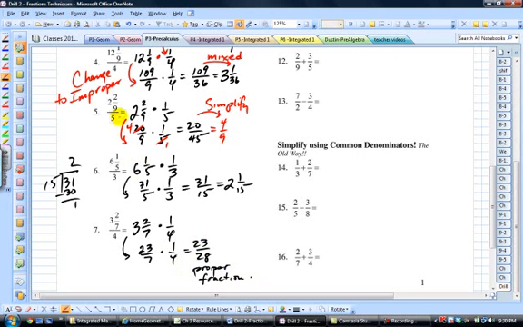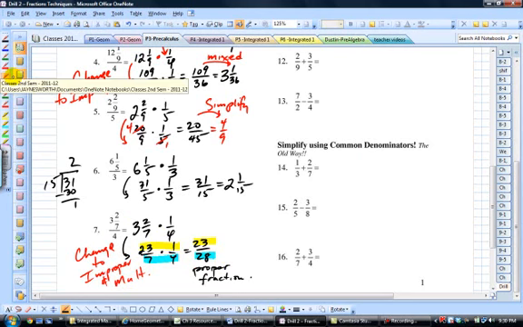So remember to change to improper, and then multiply. Once again, 23 times 1 is 23. 7 times 4, 28. When you multiply fractions, just multiply the numerators and then multiply the denominators. Simple.